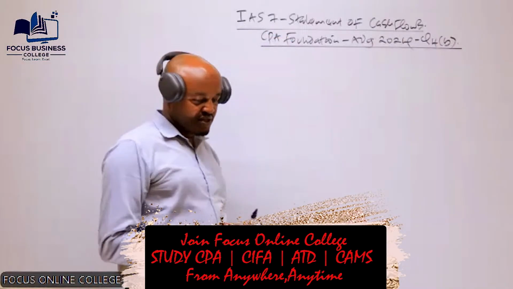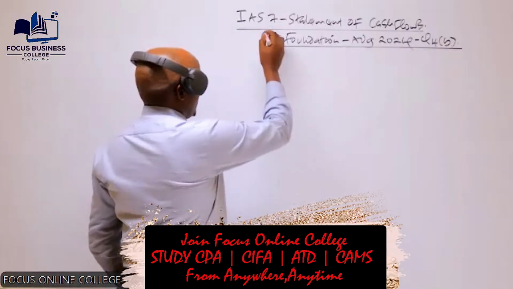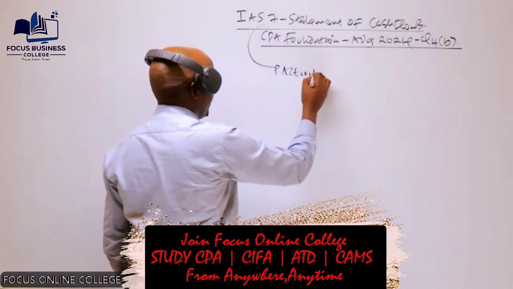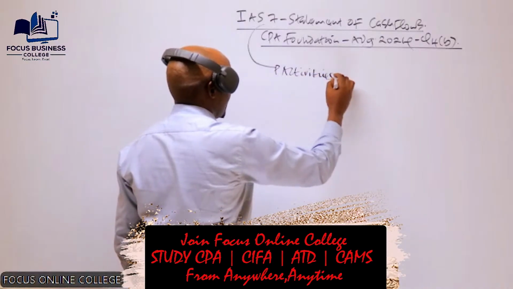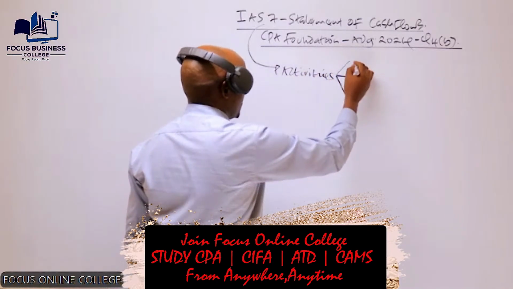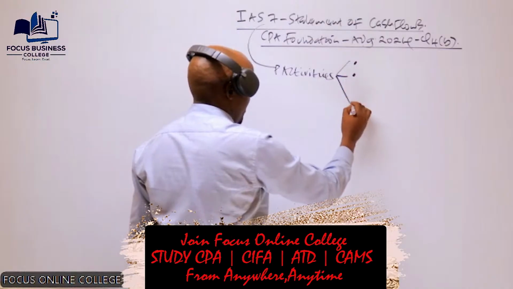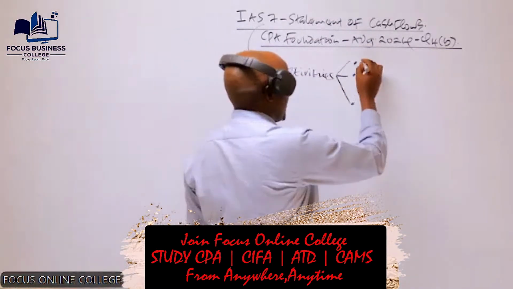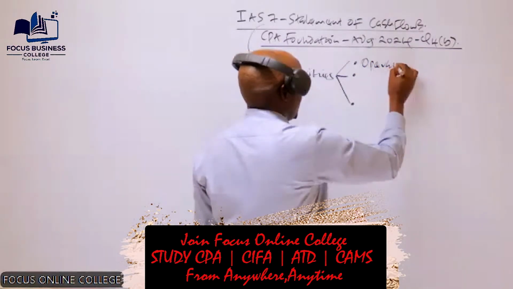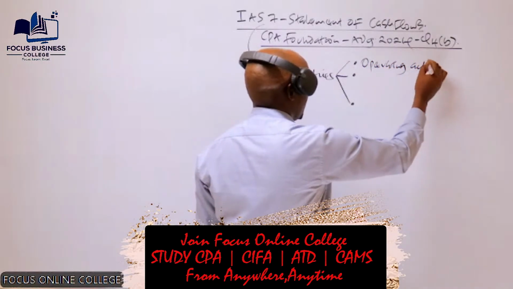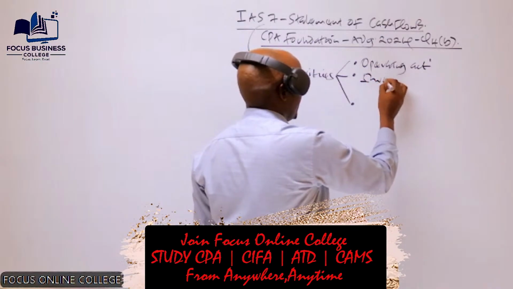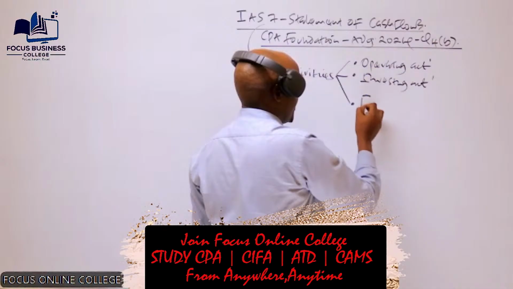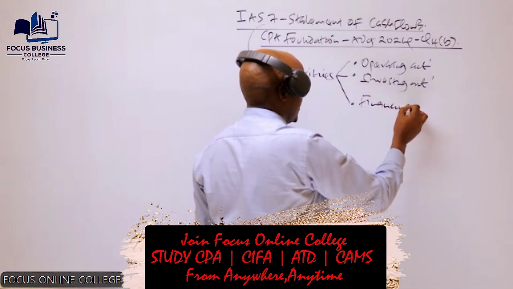7. And actually, this particular standard requires that when a statement of cash flow is being prepared, the various activities which are undertaken by the company are classified into three categories. I hope you can recall those three categories. Number one, we have the operating activities. Number two, we have the investing activities. And number three, we have the financing activities.